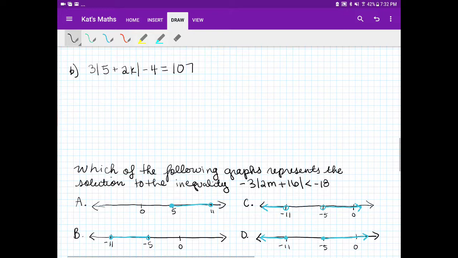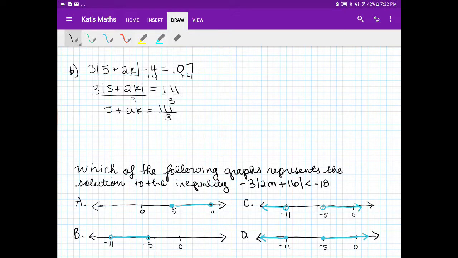Next one we have is 3 times the absolute value of 5 plus 2k minus 4, and it equals 107. So again, you need to get the absolute value alone. So we'll add 4 to both sides. 3 times the absolute value of 5 plus 2k is equal to 111. And then we'll divide by 3. 5 plus 2k equals 111 over 3. And then we'll subtract, got ahead of myself.